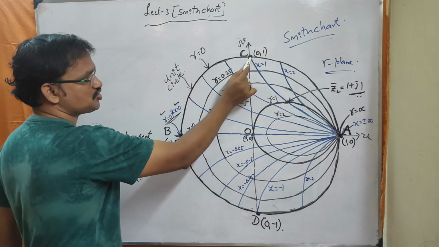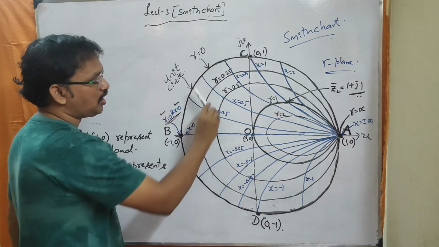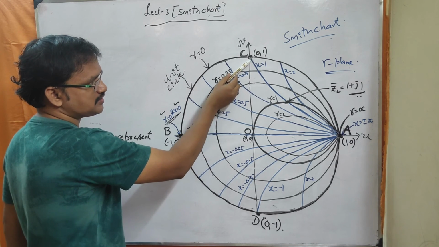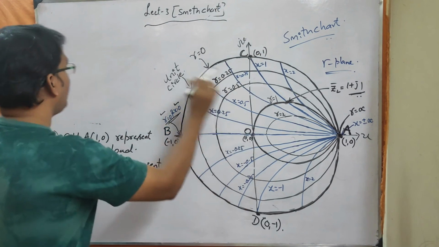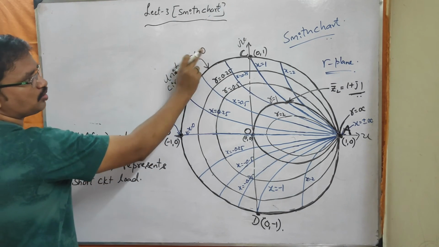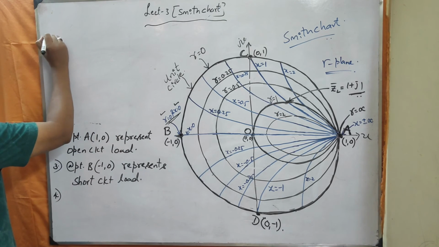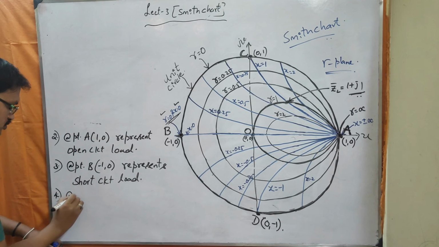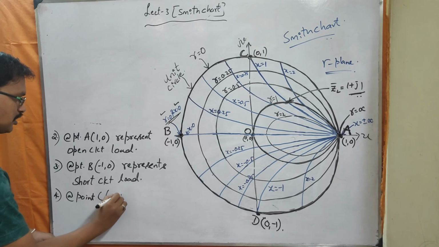So that means at this point, the resistance value is 0 and the reactance value is equal to 1. The R equal to 0 circle and the X equal to 1 circle are passing through this point (0, 1). And hence at point C, ZL bar is equal to 0 plus j1. Yes or no? Okay. So at point C, here I am writing, at point C of (0, 1).